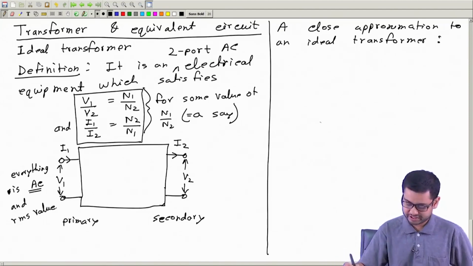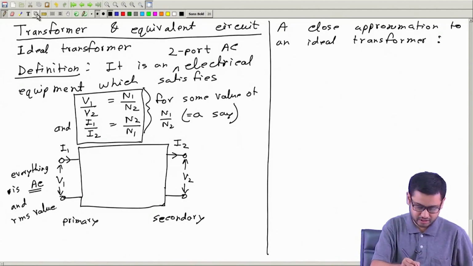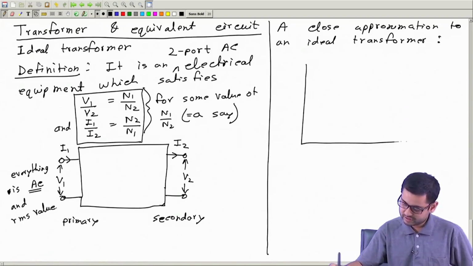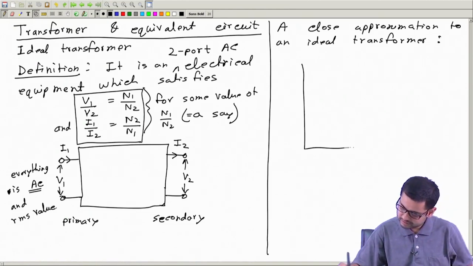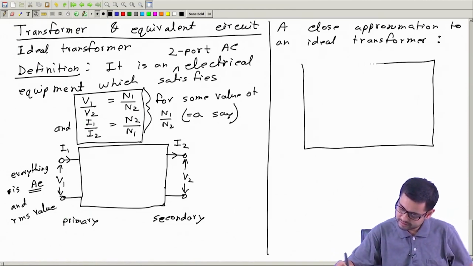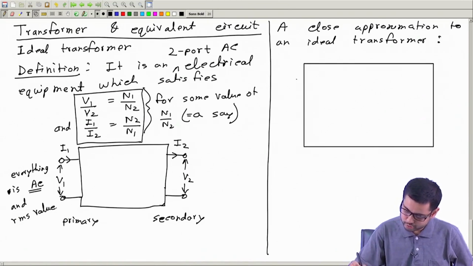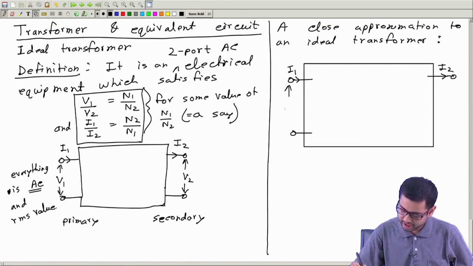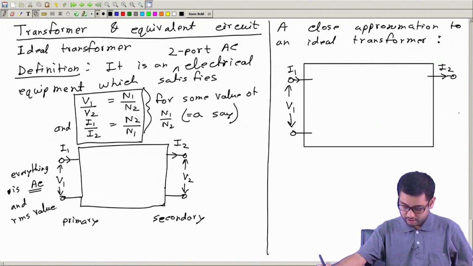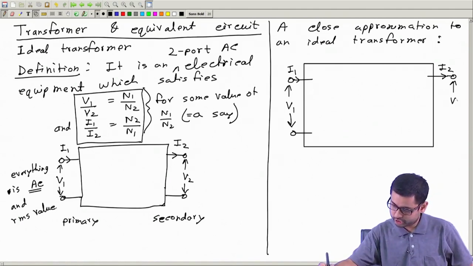is just this. So this is the black box, which has two ports. Current here is I1, current here is I2, voltage across this is V1, and voltage across this is V2.